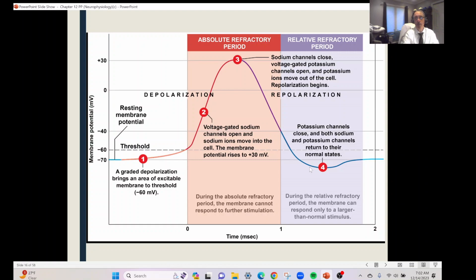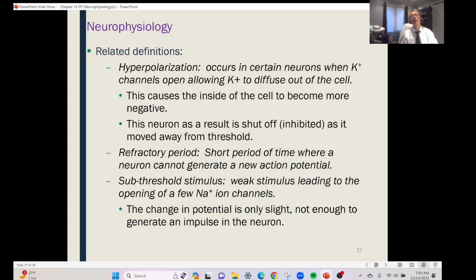If something were to keep this neuron in a hyperpolarized state, like certain neurotransmitters, this is a little bit advanced. If we kept a neuron in a hyperpolarized state, it would be very difficult to get it to fire because it's further away from threshold. Refractory period, I had mentioned before, that's that short period of time where a neuron cannot generate a new action potential.